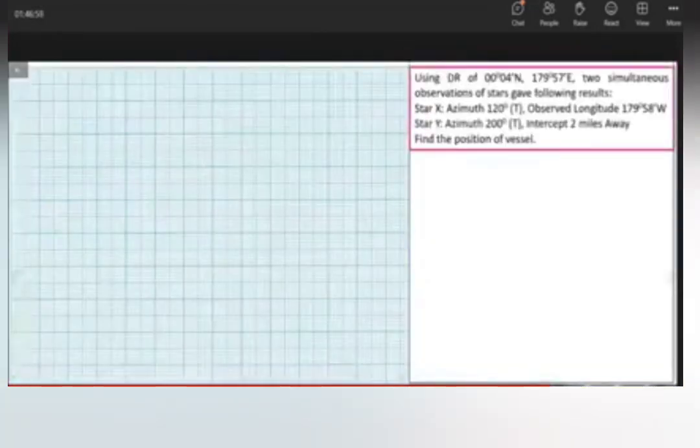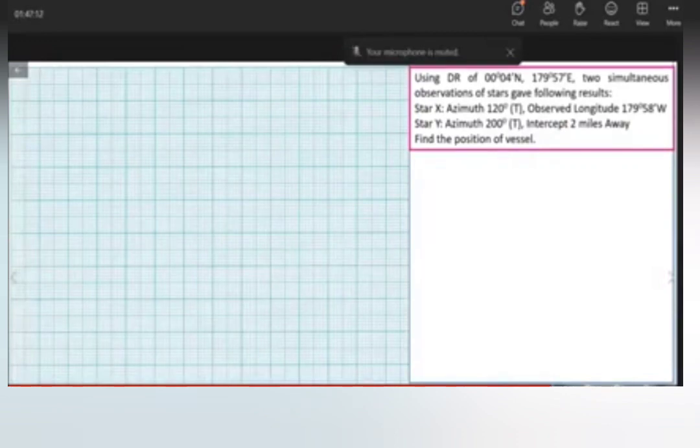We quickly run through the last example. DR 00 degrees 4 minutes north, 179 degrees 57 minutes east. Two simultaneous observations, star X, azimuth 120 degrees true, observed longitude 179 degrees 58 minutes west, star Y azimuth 200 degrees true, intercept 2 miles away, to find vessel's position. I'm sure as far as methods are concerned, there is no discussion that should be required now. Star X by longitude by chronometer, star Y by intercept method.